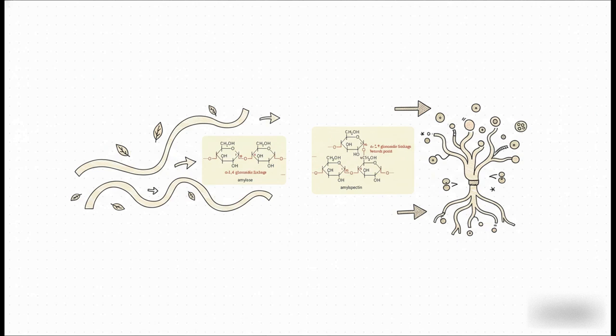On the left, we have amylose, which is just a simple, unbranched chain with alpha-1,4 bonds that naturally coils up into a helix. On the right, we have amylopectin. It's got that same alpha-1,4 backbone, but it also throws in some alpha-1,6 linkages. These create branch points every 20 or 30 units, creating this awesome tree-like structure that's perfect for packing as much energy as possible into a small space.